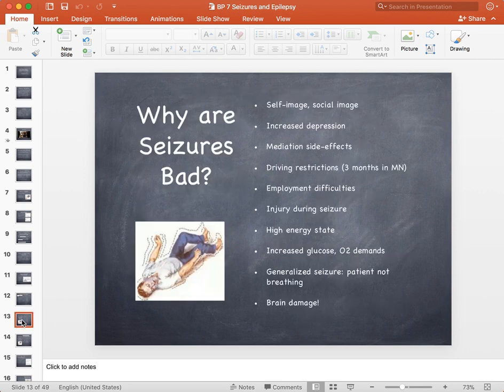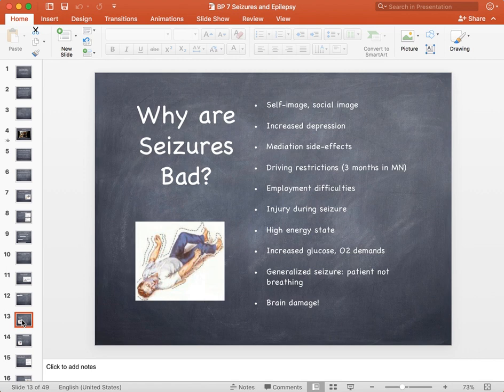All right, so why care? Why are seizures bad? First off, referencing what I said at the beginning, we've evolved from banishing or doing all kinds of crazy things to these people, but we haven't evolved that much. Unfortunately, people who have seizures, especially poorly controlled epilepsy, typically have lots of issues with their overall self-image, their social image. There is a clearly defined association with depression.